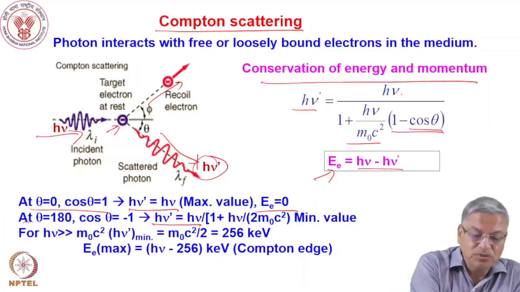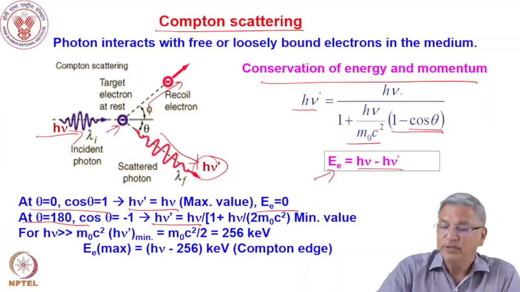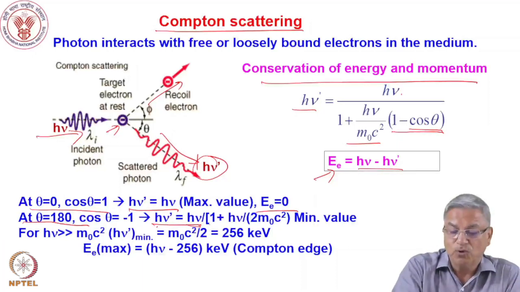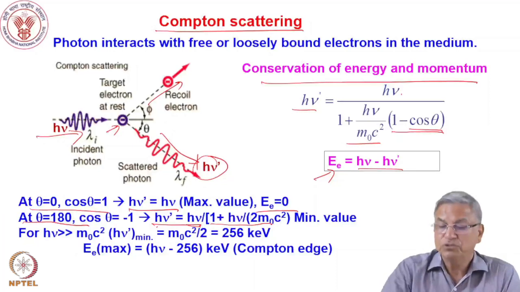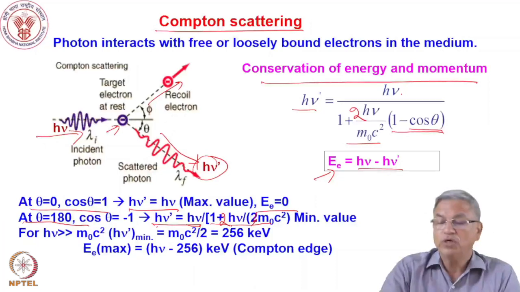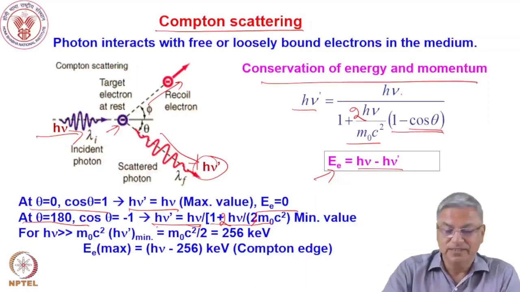But when the photon is scattered at 180 degrees, then cos theta is equal to minus 1. You put the value here, 1 minus minus 1, it becomes 2. So h nu dash is h nu upon 1 plus 2 h nu upon m0 c square. So at 180 degrees, this is the minimum value of the scattered photon energy.